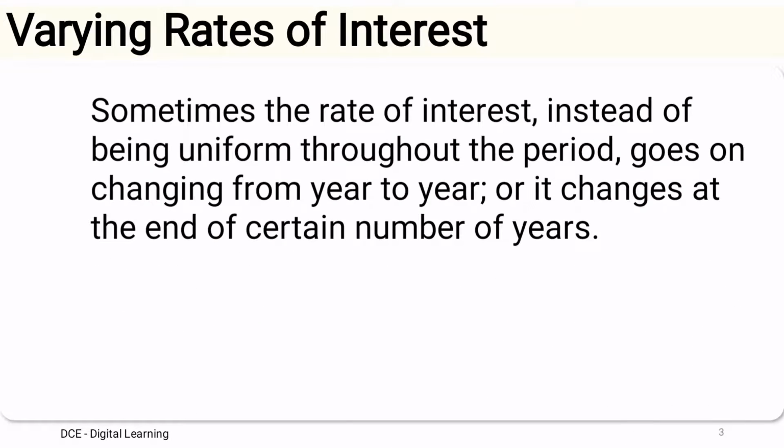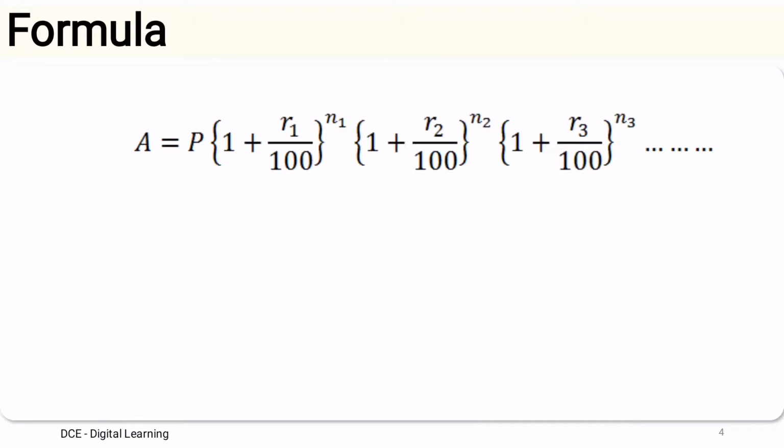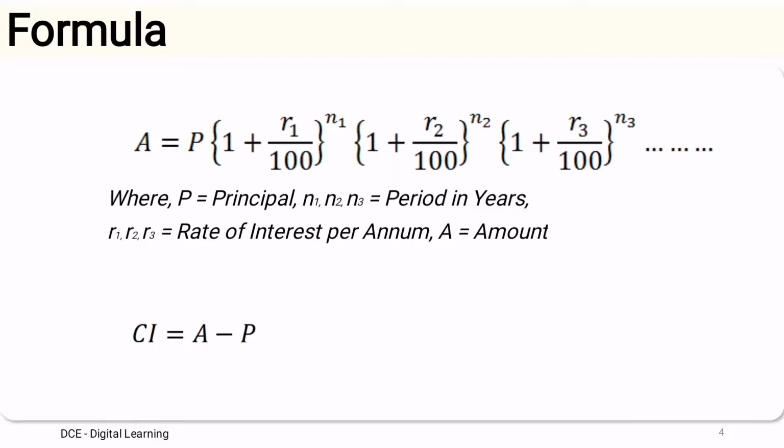So, varying rates of interest. Sometimes the rate of interest, instead of being uniform throughout the period, goes on changing from year to year, or it changes at the end of a certain number of years. In such cases, we cannot take the same compound interest formula. In these cases, we have to make certain modifications to the formula, and the formula to be used will be P into bracket 1 plus R1 divided by 100 raised to N1 into bracket 1 plus R2 divided by 100 raised to N2 into bracket 1 plus R3 divided by 100 raised to N3, like this.